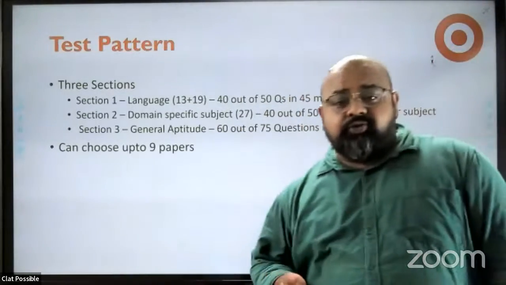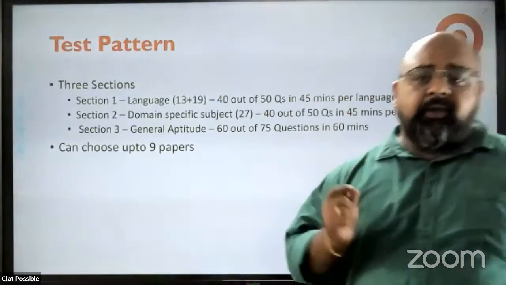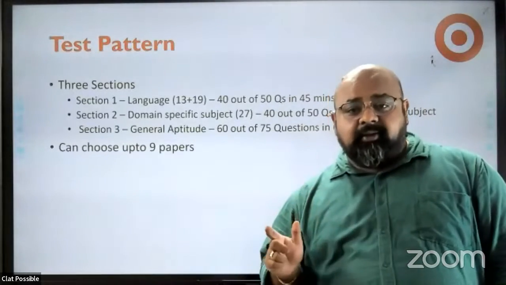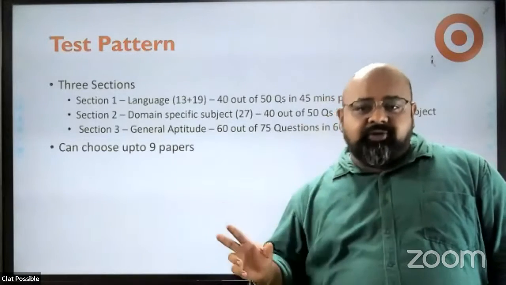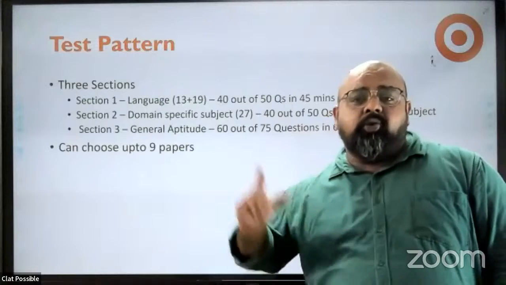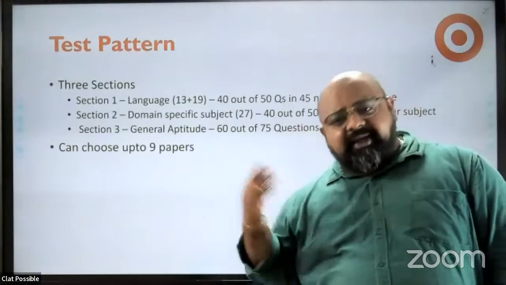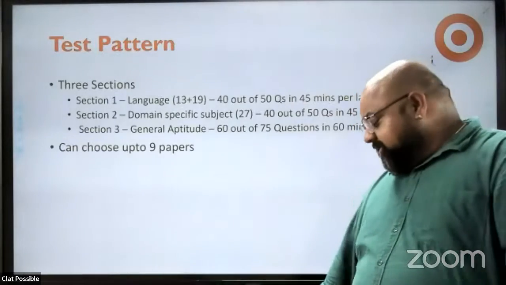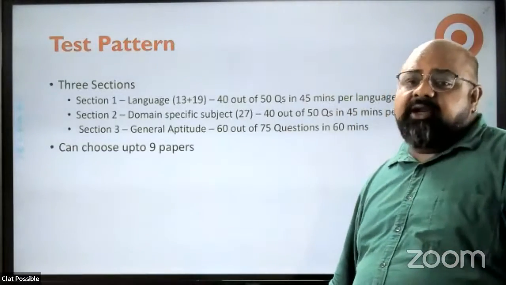How many subjects can you choose? So according to CUET or NTA, you can choose up to 9 papers, up to 9. Okay. You don't have to appear for 9 papers, but you can choose up to a maximum of 9 papers, depending again on the requirement of the college and course. A selection from that can be chosen to apply for the college.